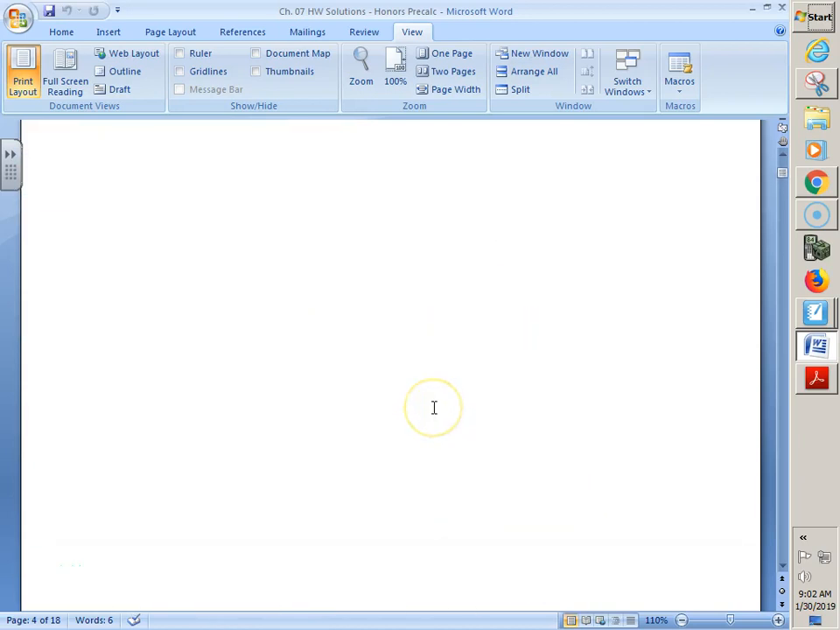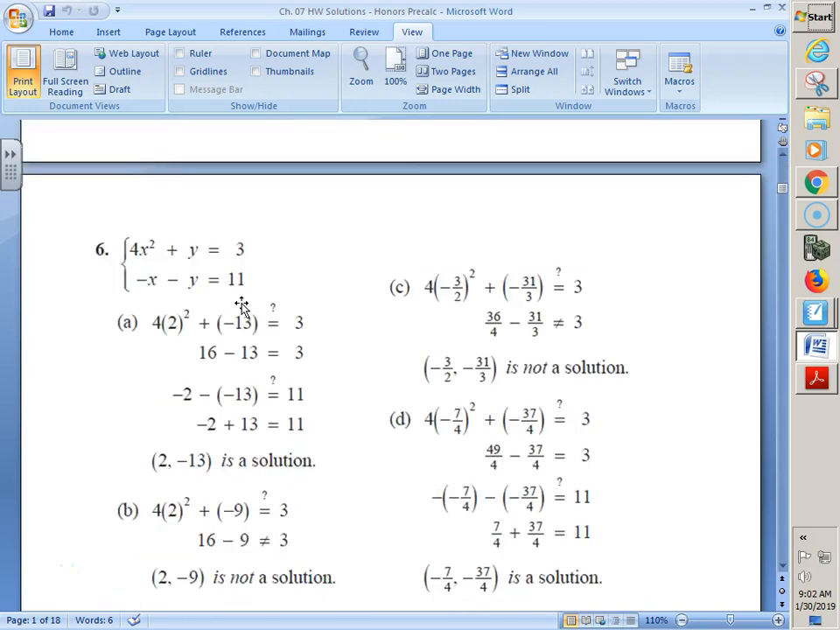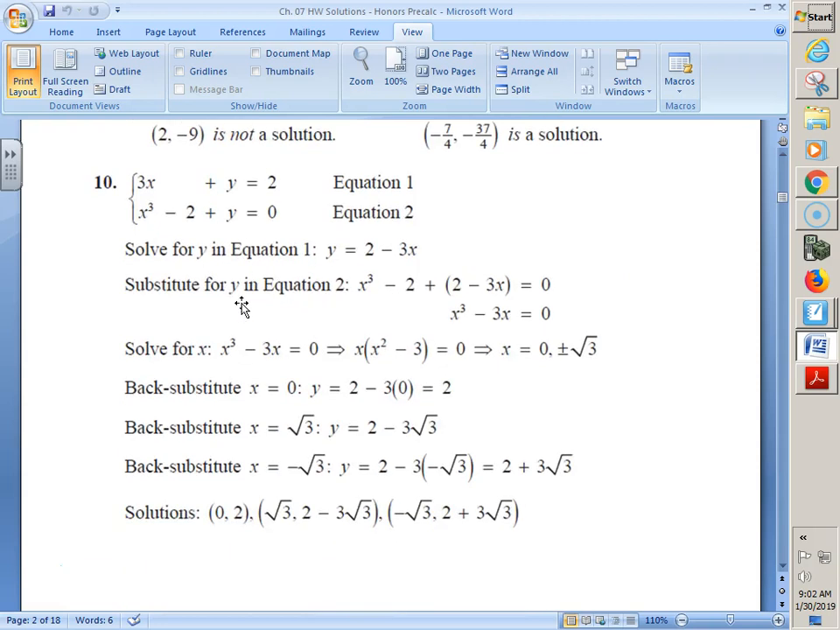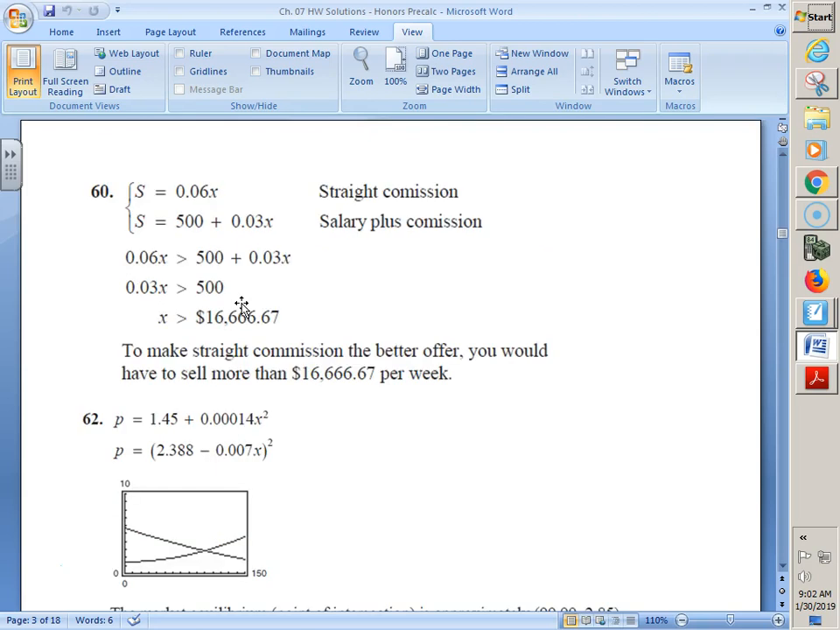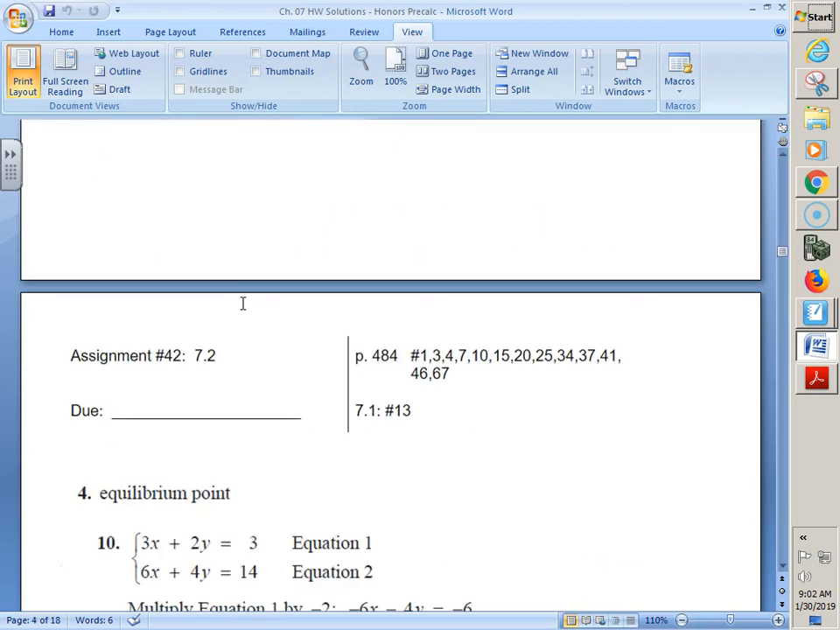The rest of us already got to see all the answers. I'm going to go quickly. Anybody who was not in class checking homework with us, go ahead and pause at the ones that you need. There's 4 and 6. Here's number 10, number 26, 44, 60, and 62. Is that the last even, guys?